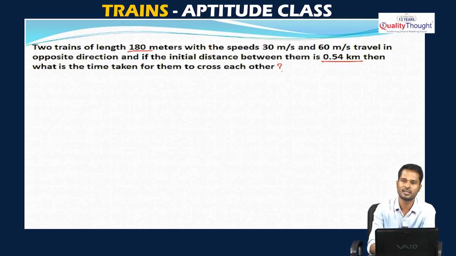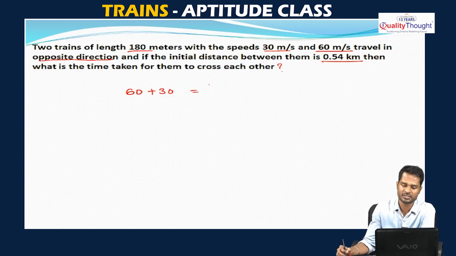Okay. Two trains are there, they have a distance of 0.54 kilometers between them before they start, and each train length is 180 meters, and the trains are moving with speeds of 30 meters per second and 60 meters per second. Now let us find out. As per the relative speed, when the trains are moving in opposite directions, add the speeds, that is 60 meters per second plus 30 meters per second. Here there is no need to convert by multiplying with 5 by 18, because the speeds are already given in meters per second.